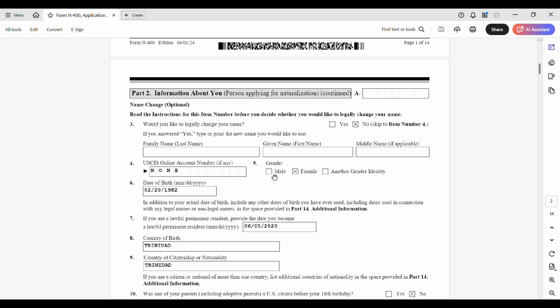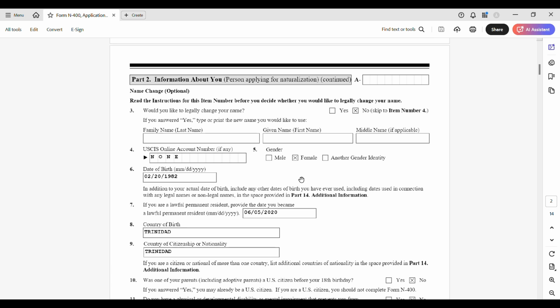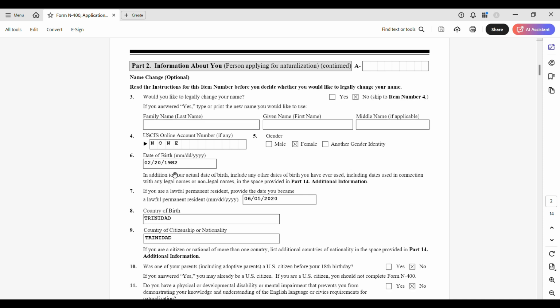The applicant here is a female, and whatever your gender is, you select as applicable. The applicant's date of birth is required here. You start with a 2-digit month, 2-digit day, and 4-digit year.